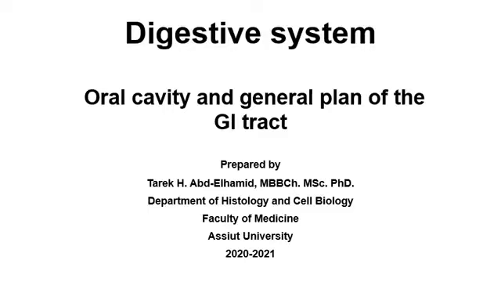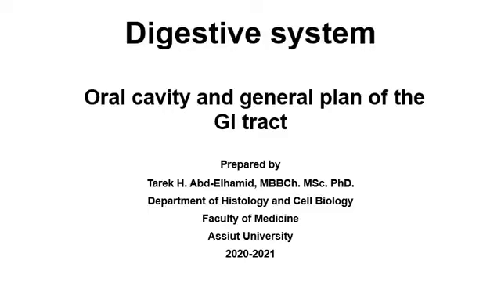Today I'll start talking about the histology of the digestive system. The digestive system is one of the important systems in our body. It breaks down foodstuff into small molecules that can be easily absorbed. For example, ingested proteins are first degraded into polypeptides. Then they are further broken down into small peptides and amino acids, and therefore can be absorbed.